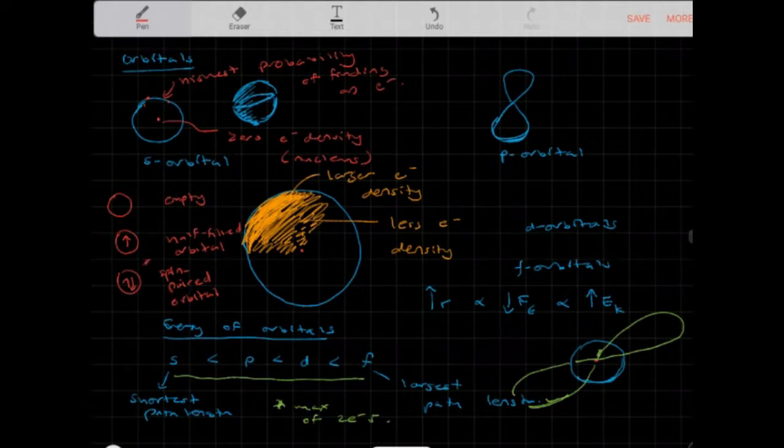Specifically, we need to understand why electrons that maximally fill orbitals are spin-paired, in the sense that they are actually spinning in opposite directions. I'm going to explain that next.